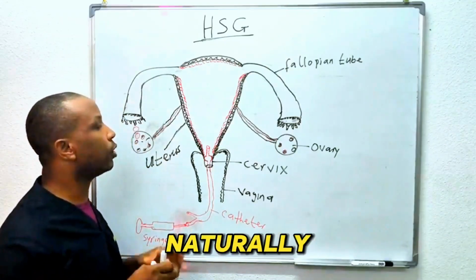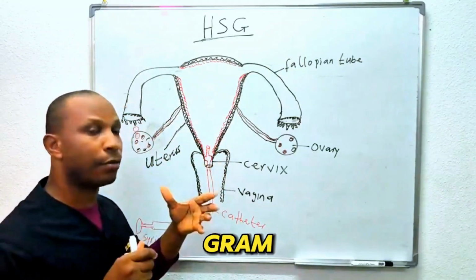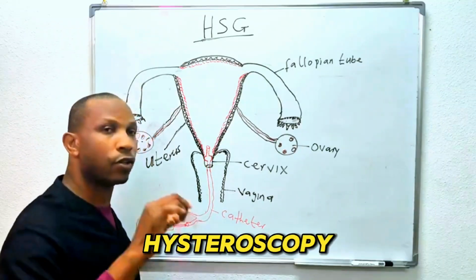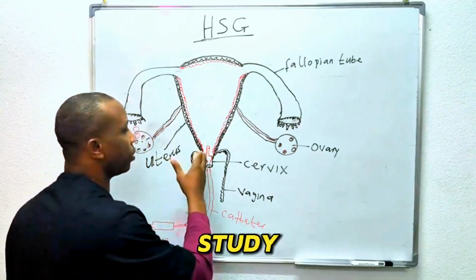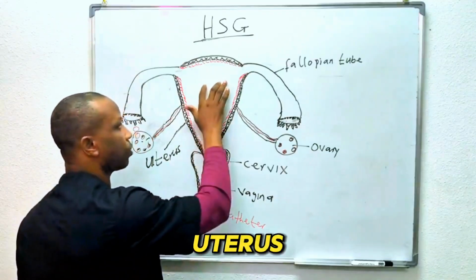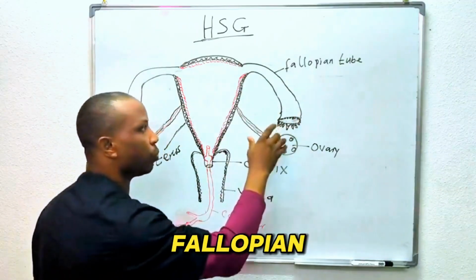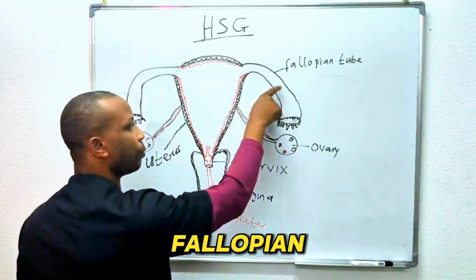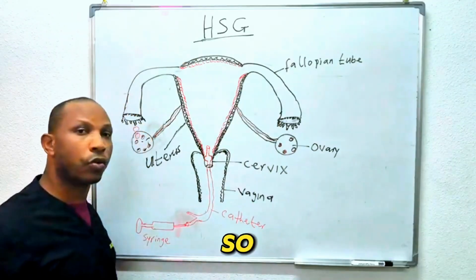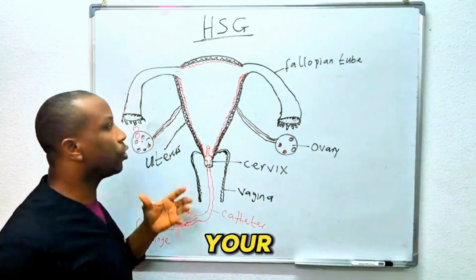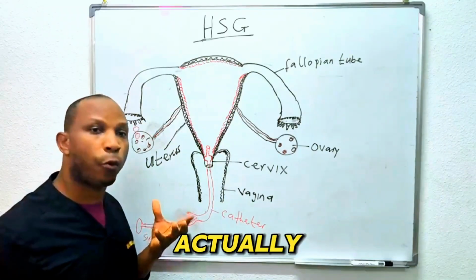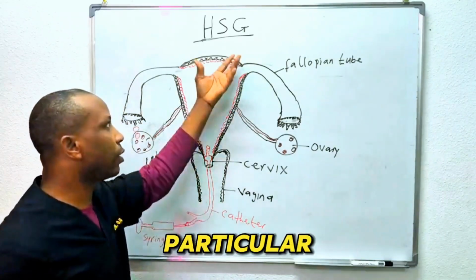All right, naturally. Then, what is gram? Gram means to study. So, hysterosalpingogram means a study of the uterus and the fallopian tube. You are studying the uterus and the fallopian tube. All right? So, that is what it stands for. Then, why will your doctor actually request this particular test?